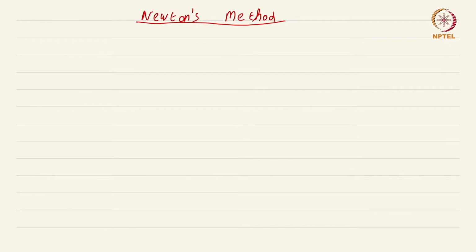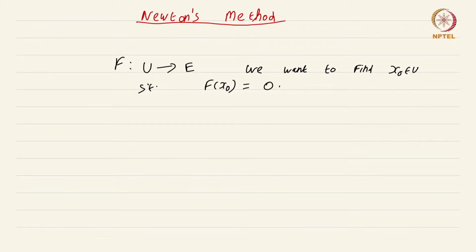In fact, I'm going to illustrate it with a commonly used algorithm for finding the square root, and justify it using this linearizing idea. So this is really our first illustration of this idea, Newton's method. Newton's method abstractly is as follows. You have a function f from U to R^n, and we want to find x naught in U such that f of x naught is equal to 0. In other words, we want to find a 0 of a given function f.